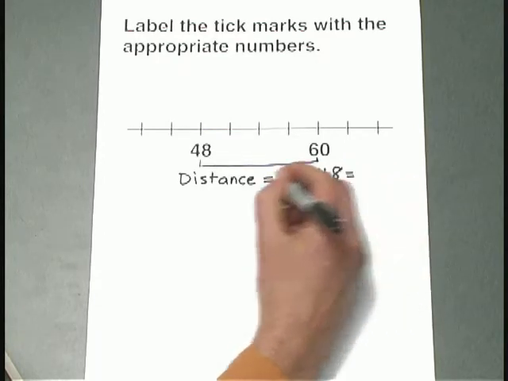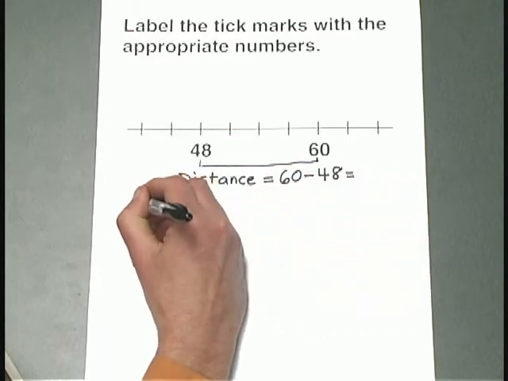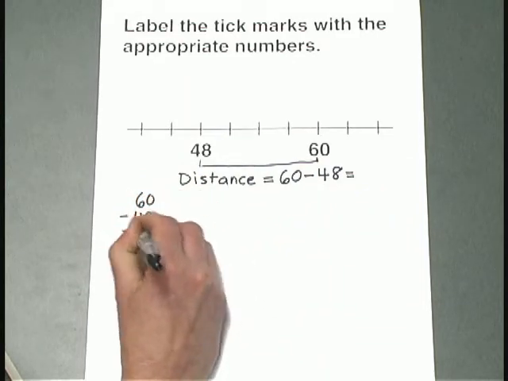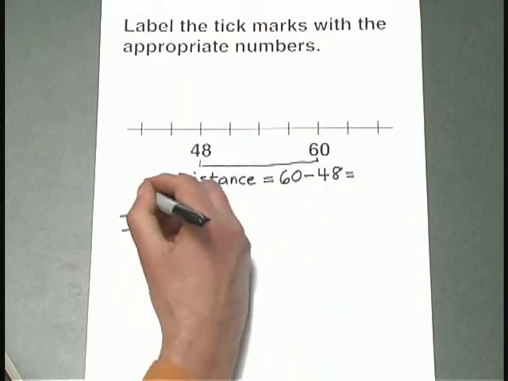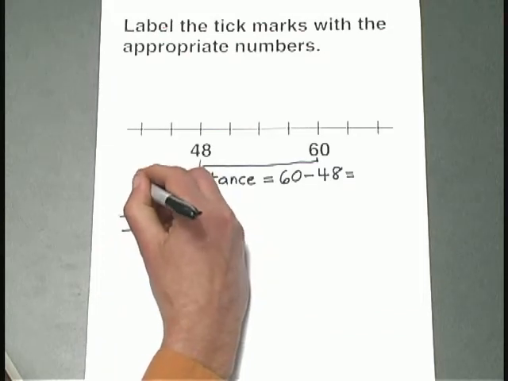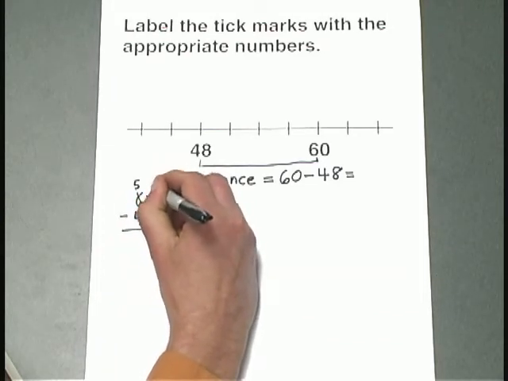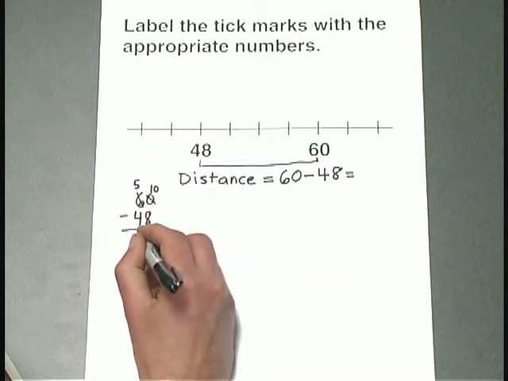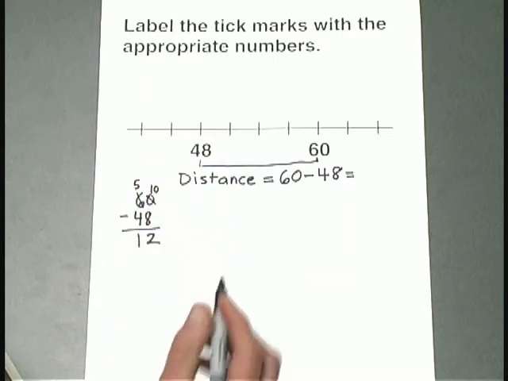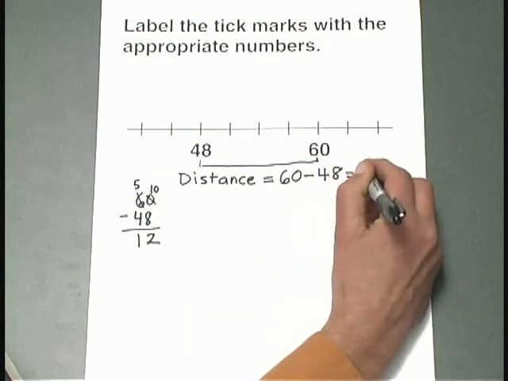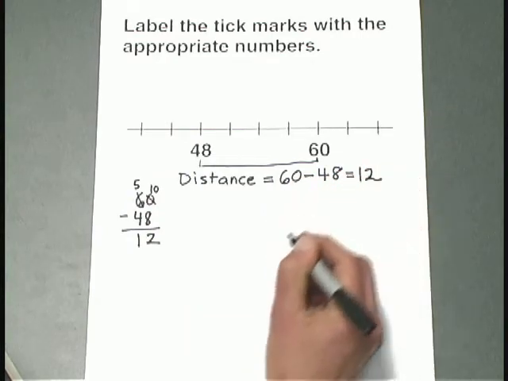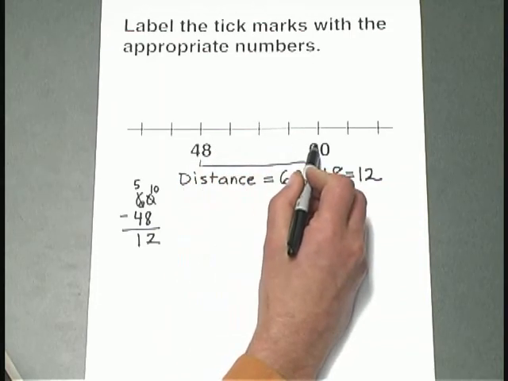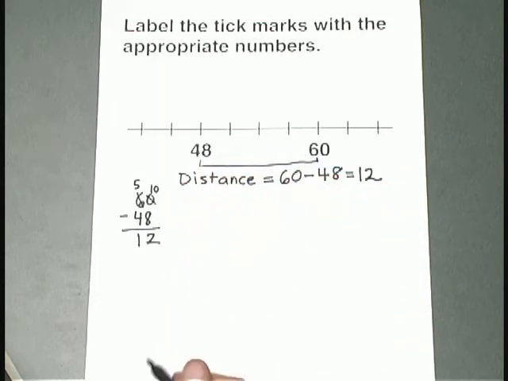60 minus 48. Let's figure that out here on the side. I need to borrow. 6 becomes 5. 0 becomes 10. 10 minus 8 is 2. 5 minus 4 is 1. So 60 minus 48 is 12. That's the distance from 48 to 60 on this number line.